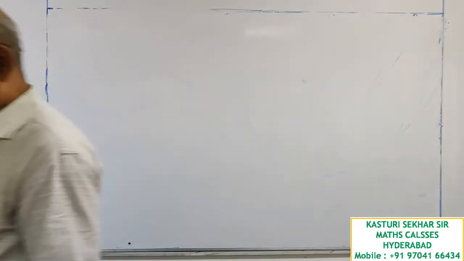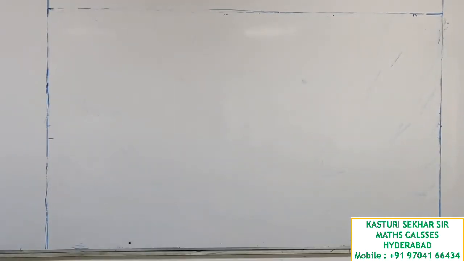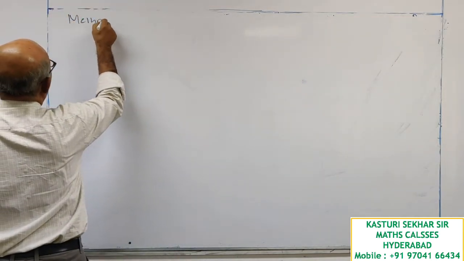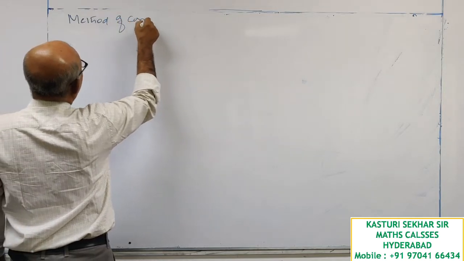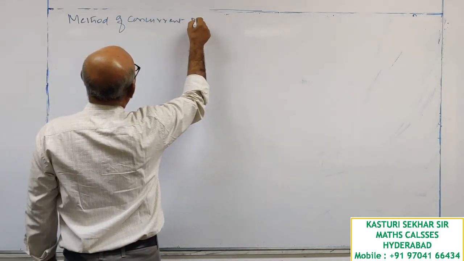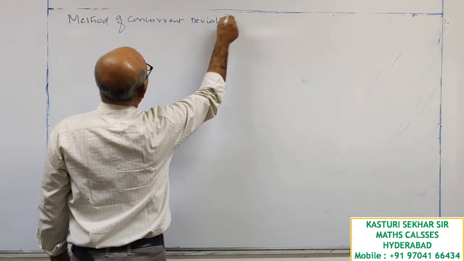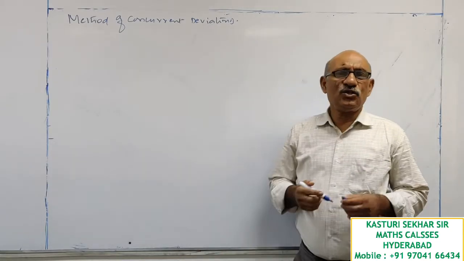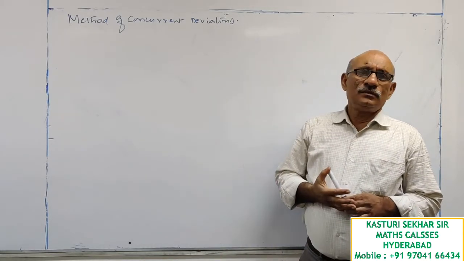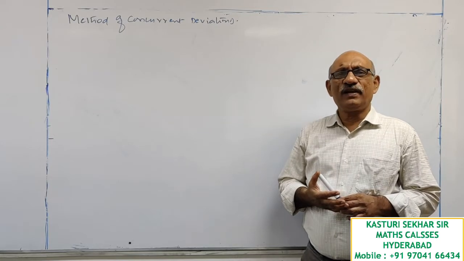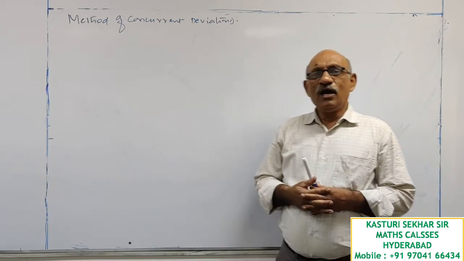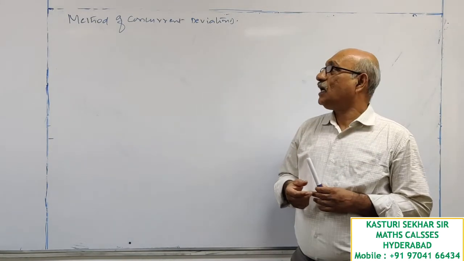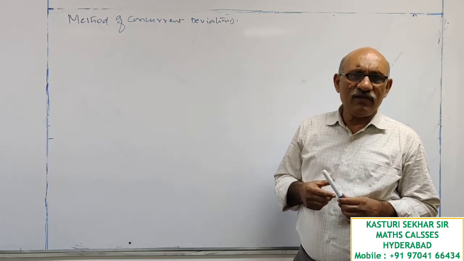Now after this, let's move to the next concept, which is method of concurrent deviations. It's a casual approach of finding out the nature and extent of relationship between the two variables when we don't consider the actual magnitude of the variables. This method is based on sign of deviations.